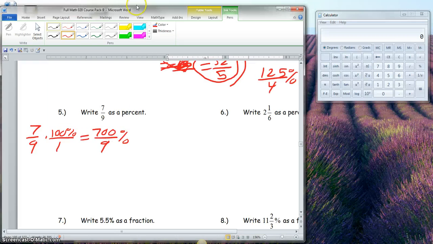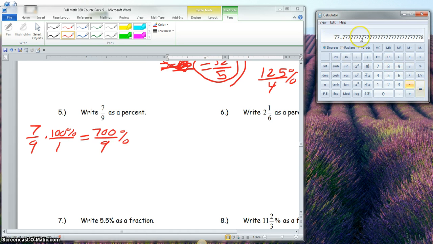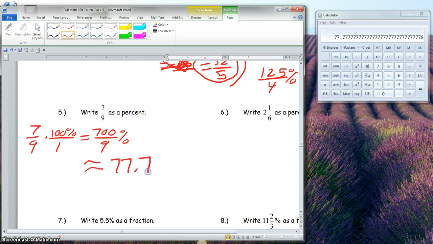So now what I did, I brought up the calculator here. So we're going to take 700 and we're going to divide it by 9. And if you notice, that gives us a repeating decimal. So what we're going to do, we're going to write this. This is going to be an approximation. It'll be 77.7 with the repeating decimal bar over it, percent. Okay, now, as you all can see here with this calculator.